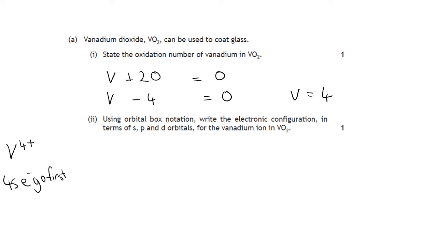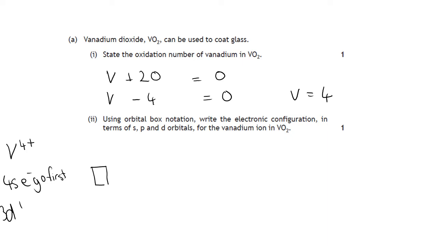So in that row, vanadium is the 5th element along in the 3rd period. We're going to take away the 4s electrons first, leaving us 3 electrons in the 3d orbital. And when we take away our second 2 electrons, that means we are going to be 3d1 for that. Now, it says in terms of s, p, and d orbitals. So we're going to draw them all out.